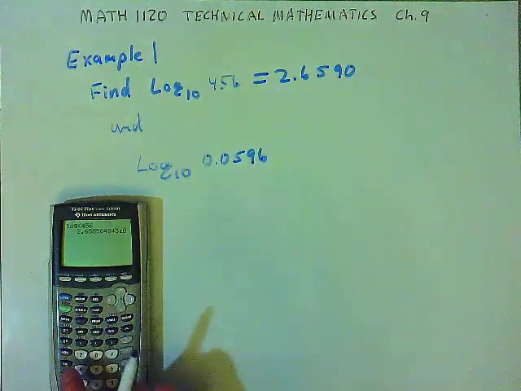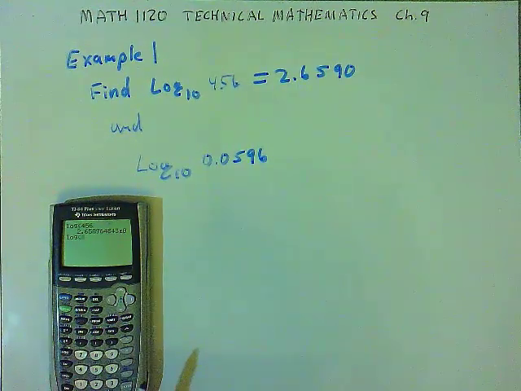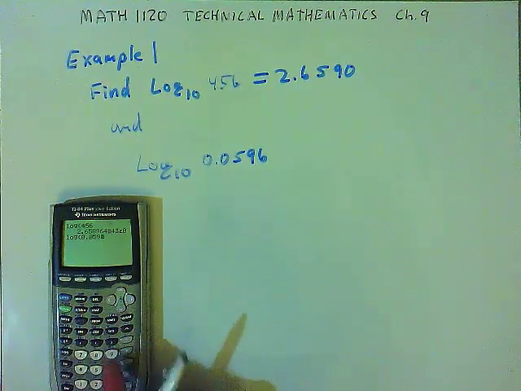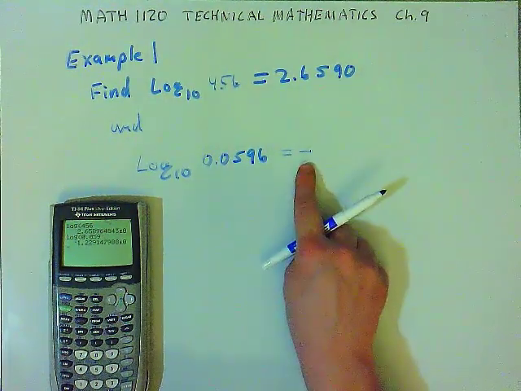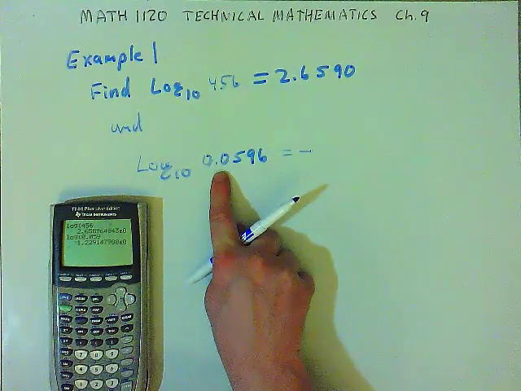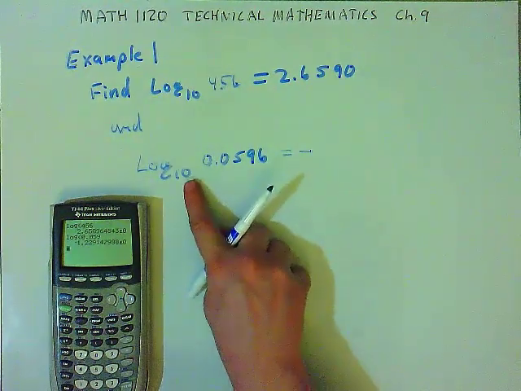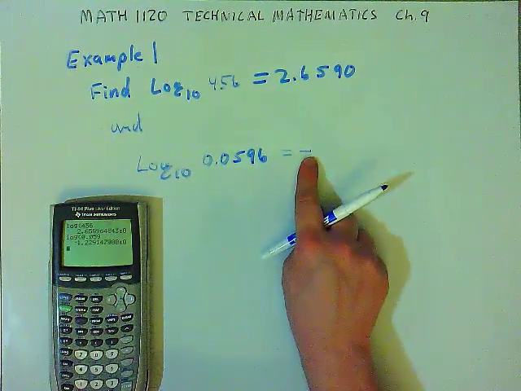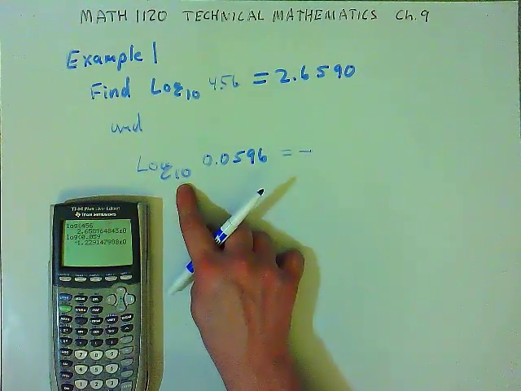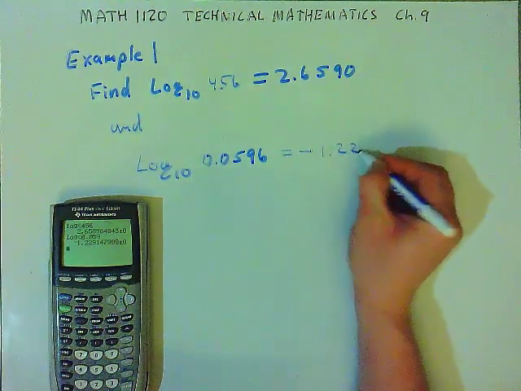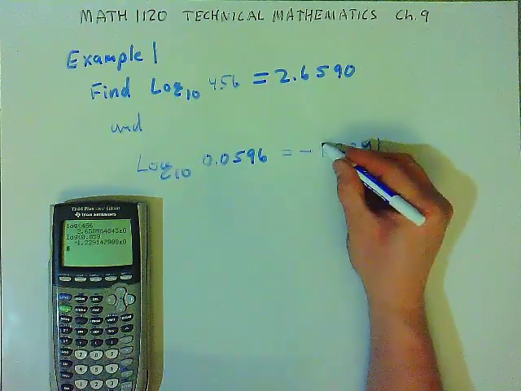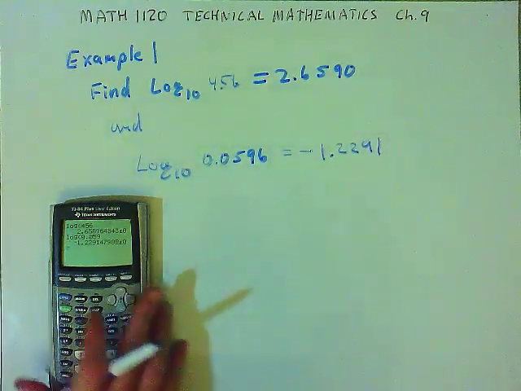For log base 10 of 0.0596, I'll hit the log button again, and I'll type 0.0596 and press equals, and we get negative. It's negative here because this number was less than 1, meaning that 10 is being raised to a negative number, meaning that it's in the denominator. So the answer is negative 1.2291. The next digit is a 4, so that rounds down.